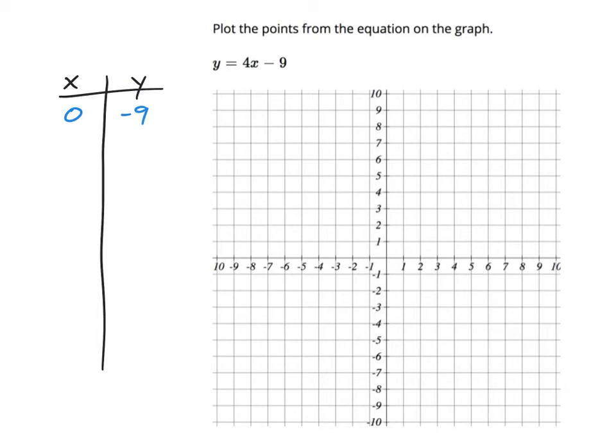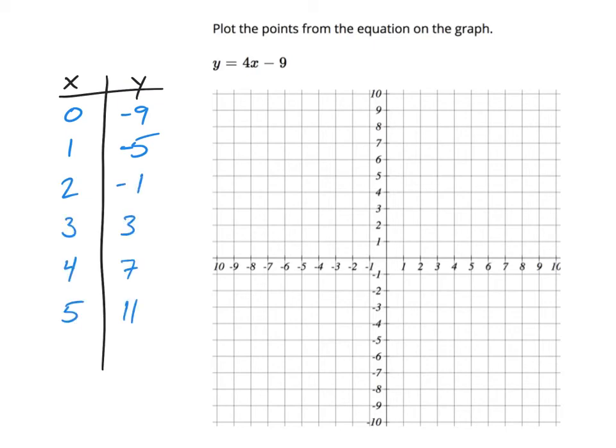So notice that gave me a point. And I'm just going to keep doing this in my table. So like if x is 1, 4 times 1 is 4, because I'm plugging the 1 in here for x. And then 4 minus 9 is -5. And I can go ahead and just keep filling in the table the exact same way.